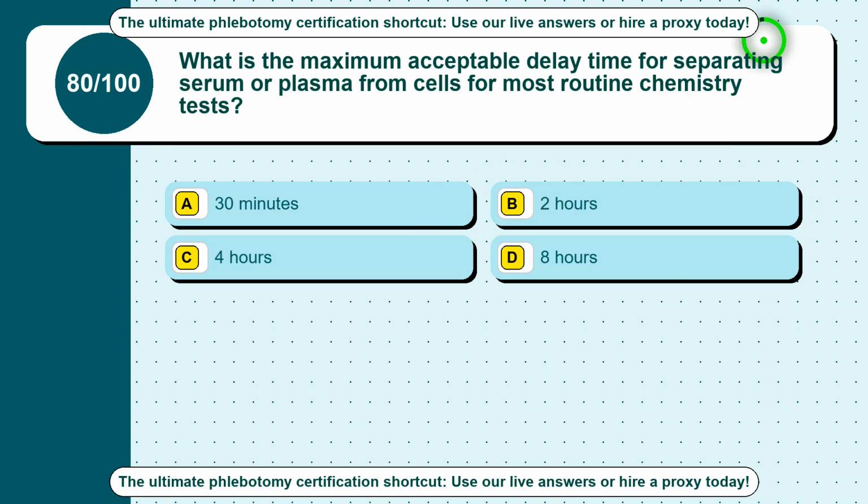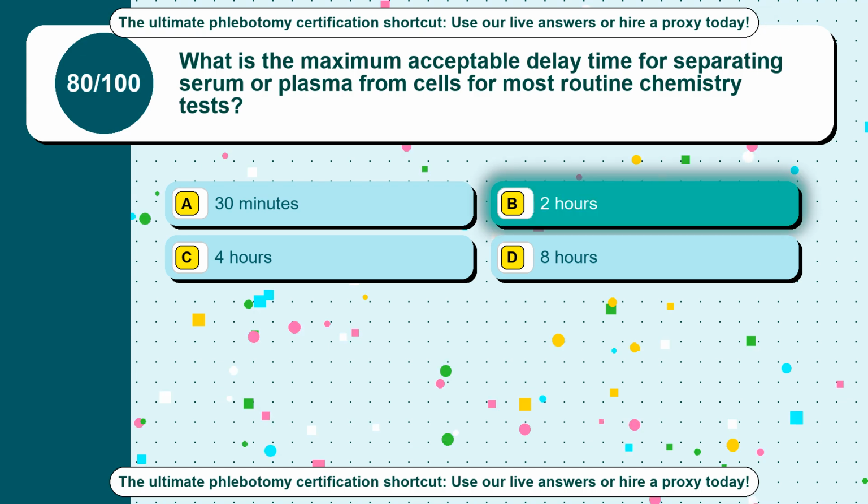Question 80. What is the maximum acceptable delay time for separating serum or plasma from cells for most routine chemistry tests? Option A, 30 minutes. Option B, 2 hours. Option C, 4 hours. Option D, 8 hours. The correct answer is option B, 2 hours.